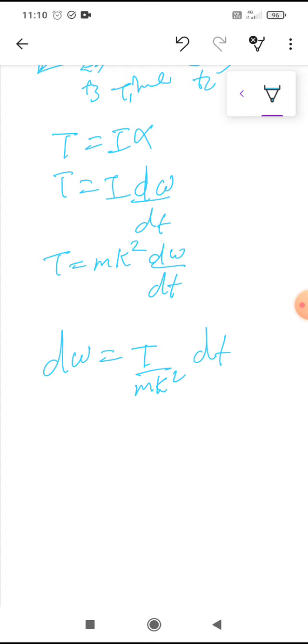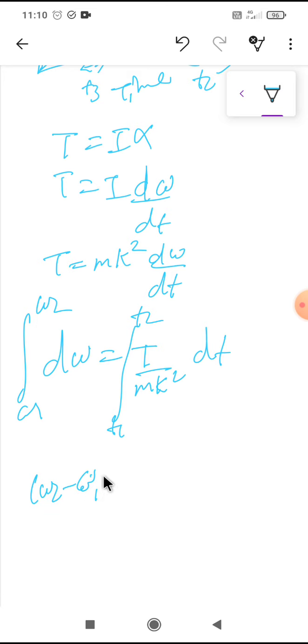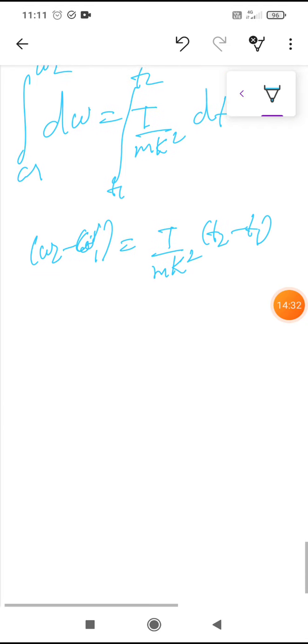Now if I integrate on both sides with respect to time, from t1 to t2, and angular velocity from omega 1 to omega 2, I will get omega 2 minus omega 1 is equal to T divided by mk square into t2 minus t1. Now we have got this formula.